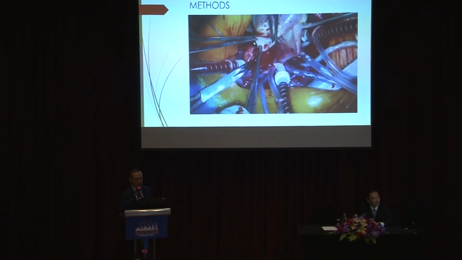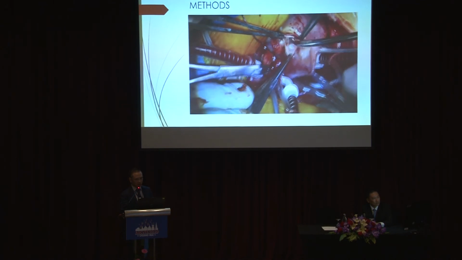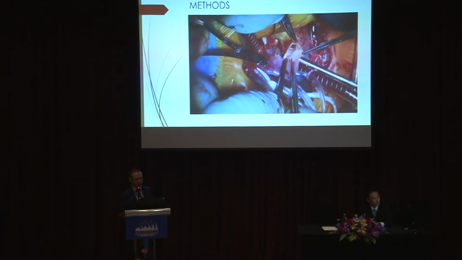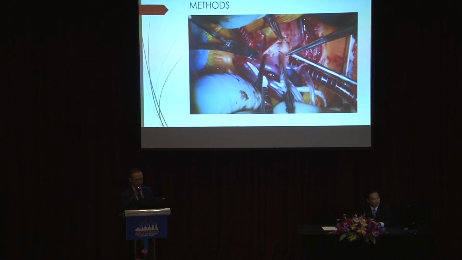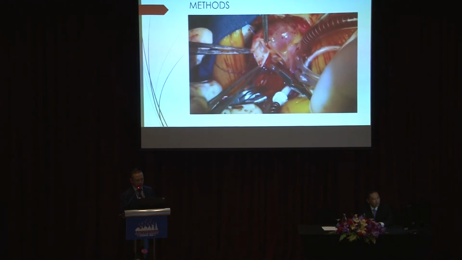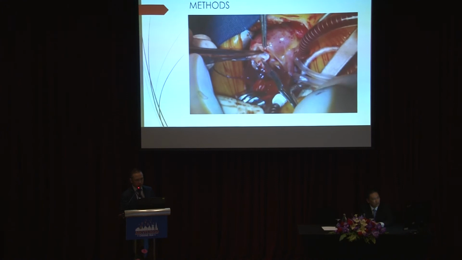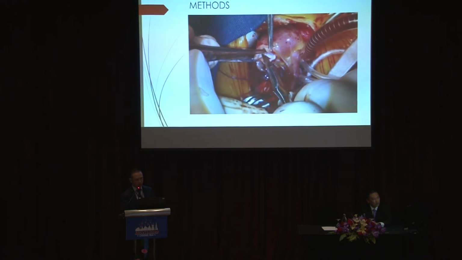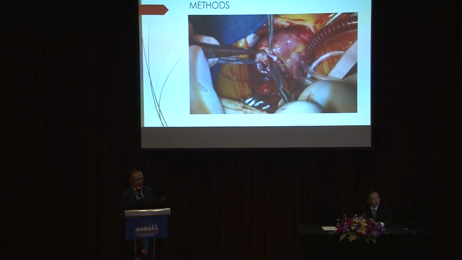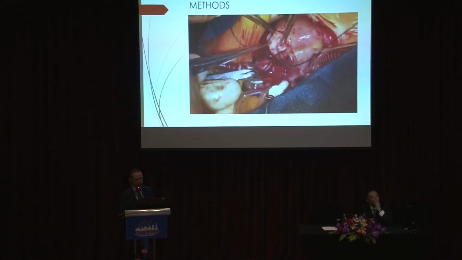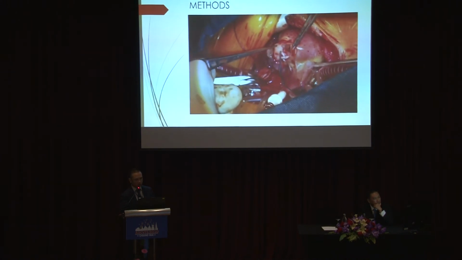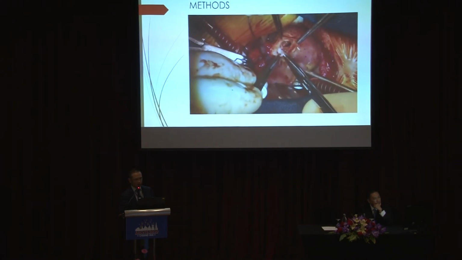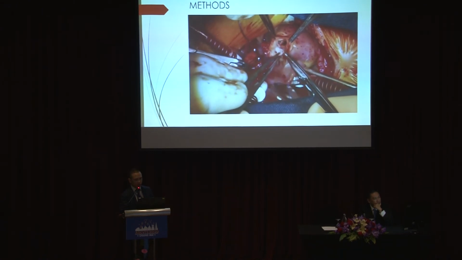In this case, there is a single right coronary artery, and there is an intramural course of the left coronary artery. Here you can see the small ostium of the LCA, and we take down the commissure and make sure where the end of the LCA comes out, using a coronary probe, and then we create a single button.